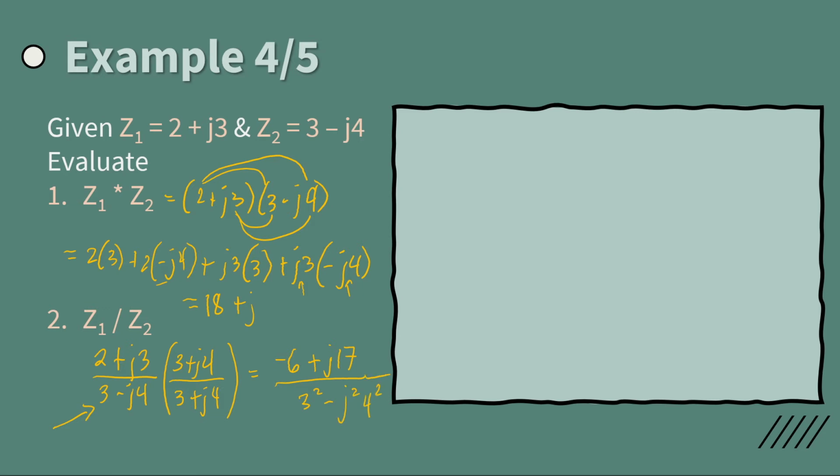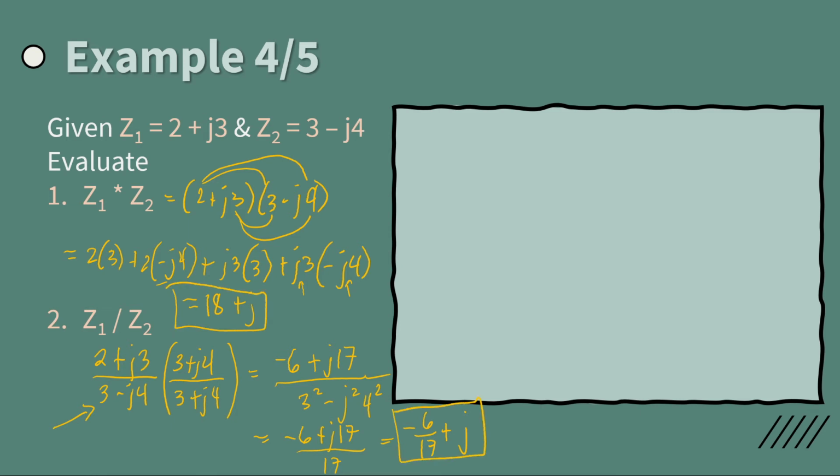Now take note, j squared is negative 1. So making the denominator 3 squared plus 4 squared. The j squared becomes negative 1, so negative times negative becomes positive. Therefore the answer for this is negative 6 plus j17, divided by 9 plus 8, so this is 17. So you can simplify this one as negative 6 over 17 plus j. So we have the answer for the product, and then for the division.